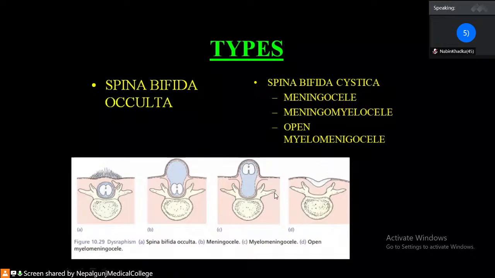So this is a picture of a meningocele, and this is a picture of a myelomeningocele, where the neural elements are also beneath the skin. And this is a picture of open myelomeningocele, in which the primitive neural elements form the roof.